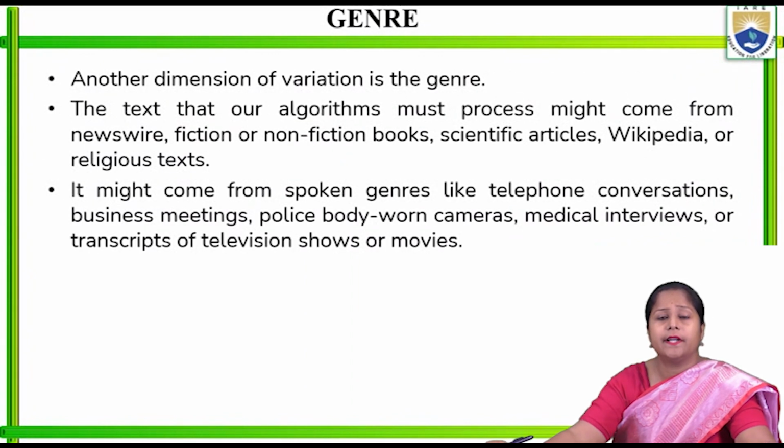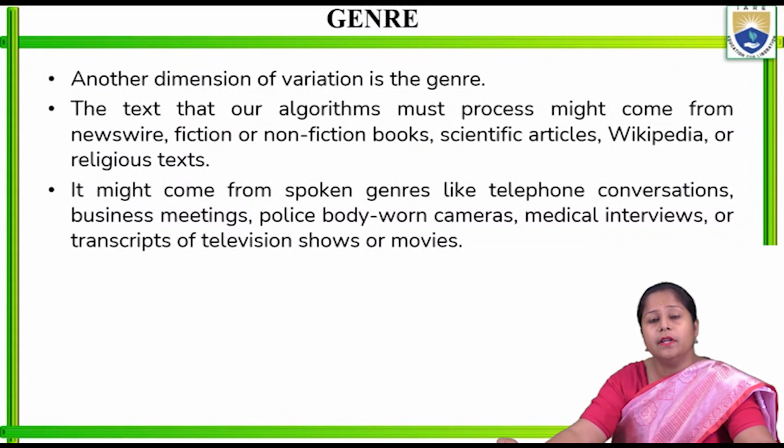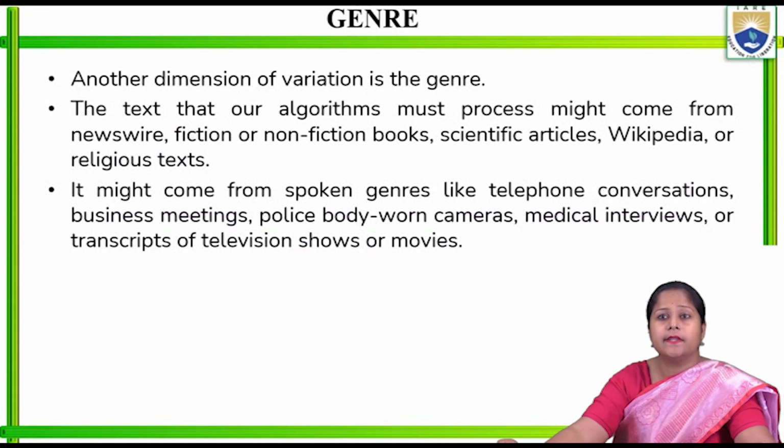Now, what is genre? Let's talk about genre. That is another dimension of variation in different documents. The text that our applications must process might come from newswire, fiction and non-fiction books, scientific articles, Wikipedia, and religious text. So the algorithm needs to process all these different categories of text.